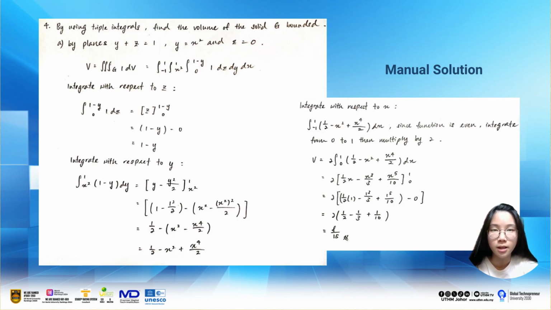We first integrate the constant 1 with respect to z to get the height 1 minus y, and then integrate the result with respect to y. When we reach the final outer integral with respect to x, the resulting function is even. This allows us to integrate from 0 to 1 and simply multiply the result by 2. After finishing the calculation and simplifying the fractions, we get that the total volume of the solid is 8 over 15.